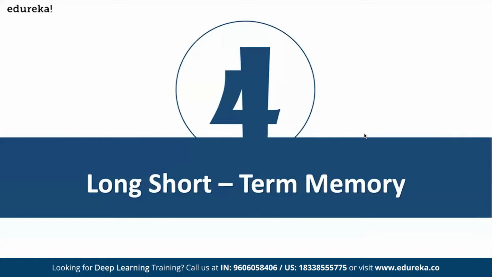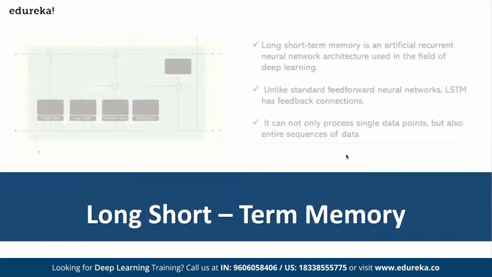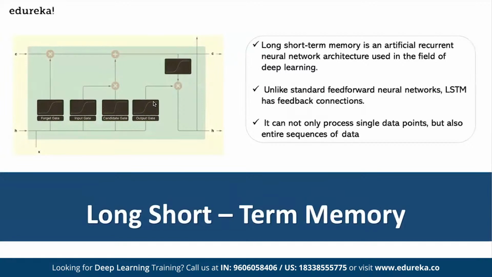With the help of this long short-term memory, the network architecture is now capable of remembering the data for longer sequences, but also shorter sequences as well. That's the reason we call it long short-term memory. So we have the ability to remember both long-term as well as short-term data. This long short-term memory neural network architecture is used in the field of deep learning. Even this LSTM has the feedback connection. That is the overall idea here, team.